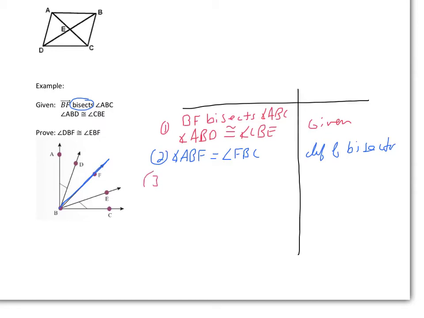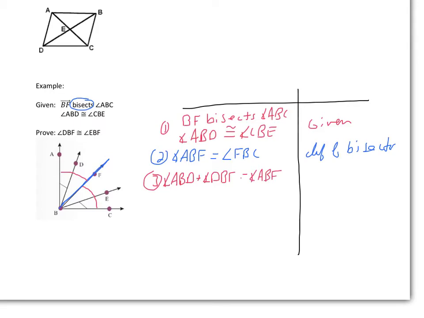Step 3. We have now shown that these two angles are equal in measure. Now let's break it down by whole parts as to what those angles are made up of. So I can say angle ABD plus angle DBF is equal to angle ABF.